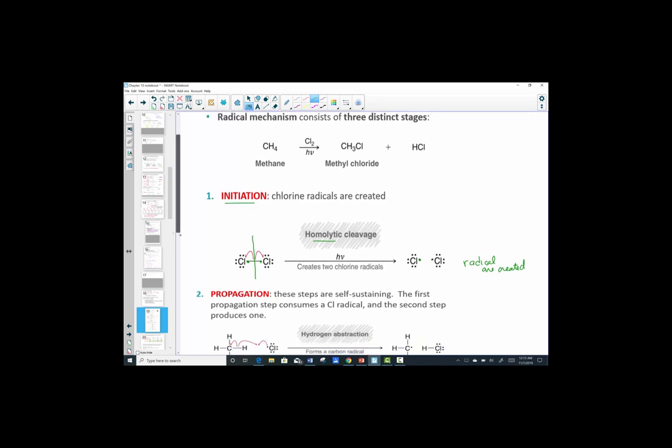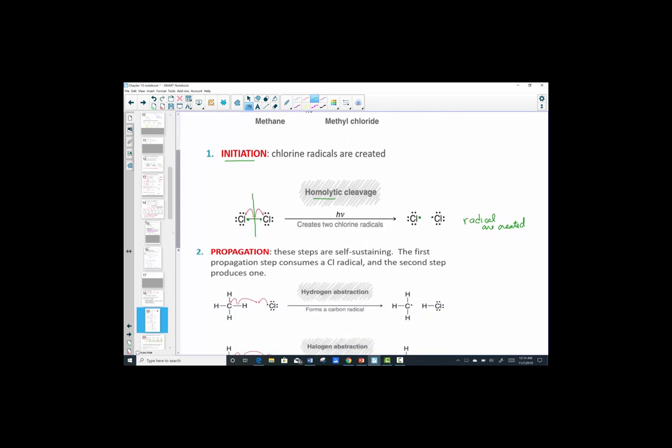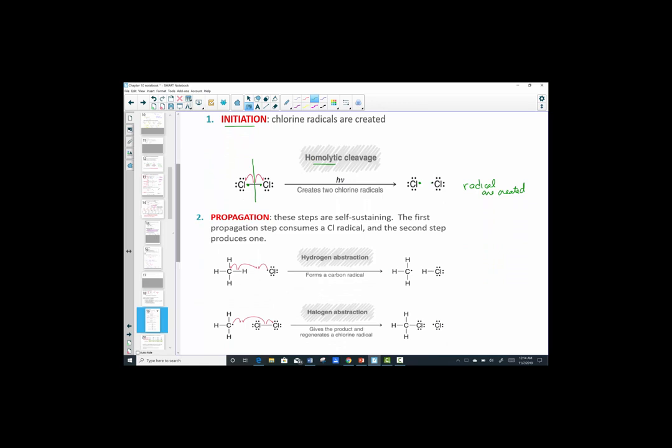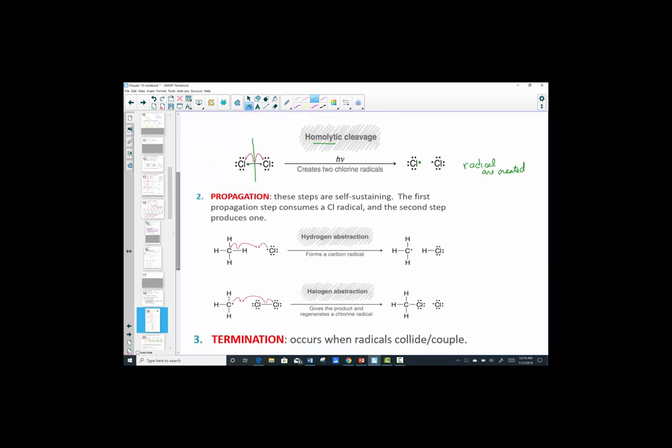Once those radicals are created, we see the propagation steps, and usually this is a series of at least 2 steps in the propagation. So these steps are self-sustaining. They will continue for as long as the radicals are available. So the radicals that we produced begin then propagating, and let's take a peek at the first of these 2 steps.